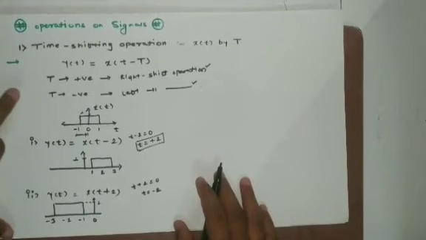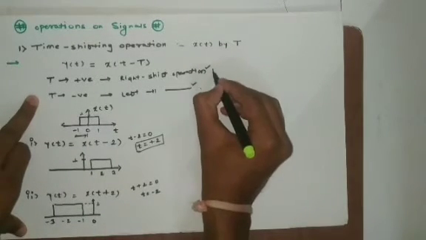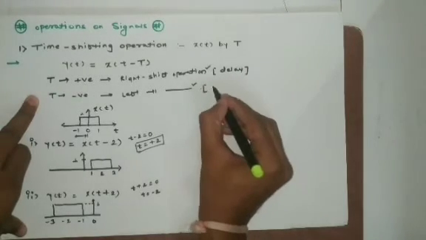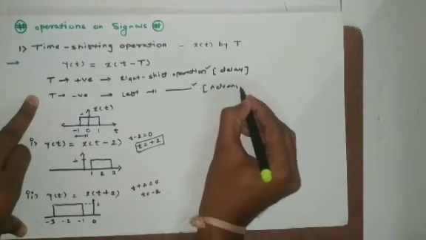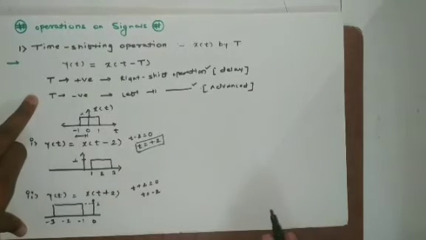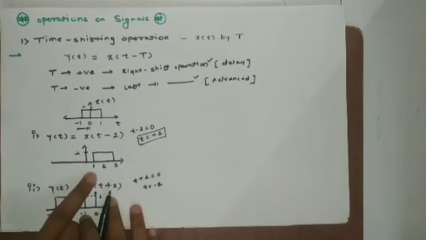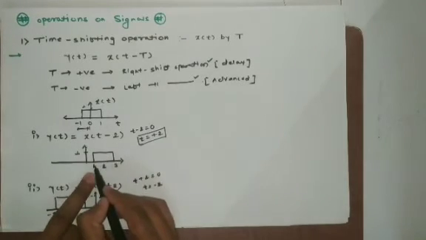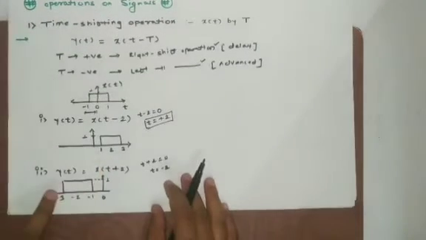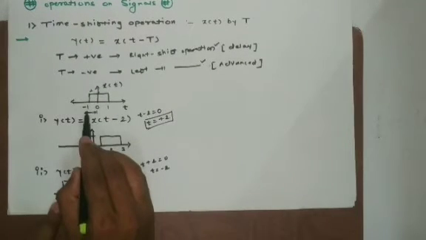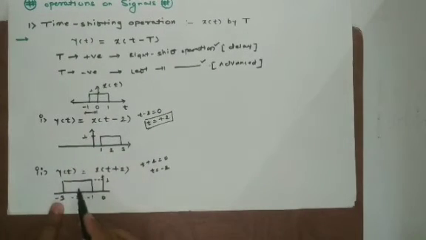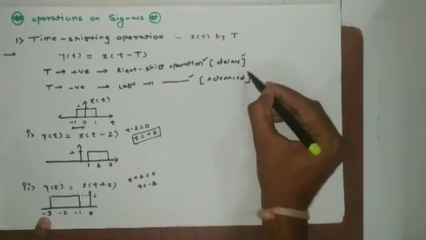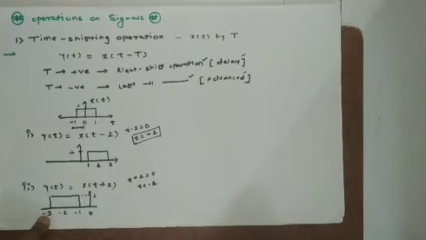Now one more terminology is there. Right shift operations are also called delay, and left shifts are also called advance. Why delay? Because here the output signal is starting from 1, but in the previous case it was starting from -1. So there is a delay of 2 units. It started late, whereas in this case it was supposed to start from -1, now it is starting from -3, so there is an advancement. So right shift operations are called delay operations and left shifts are called advance operations.